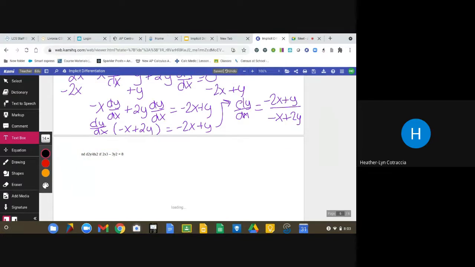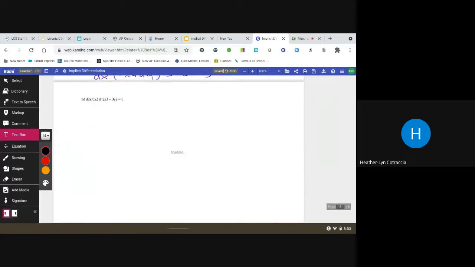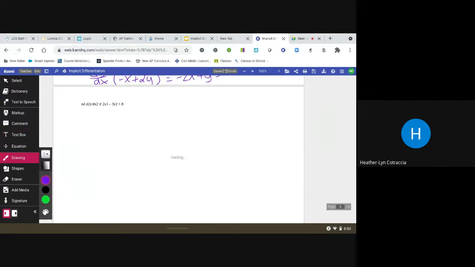Okay, so this one's just slightly different because we're going to be taking the second derivative. So let me just write this again. So we've got 2x to the third minus 3y squared equals 8. And we want the second derivative. So don't get scared. The first thing we do is just take the derivative like we just talked about. So go ahead and start taking a derivative with respect to x.